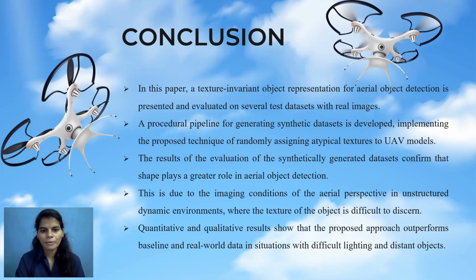Conclusion. In my project, I used a texture invariant object representation for aerial object detection. I created synthetic data, and the synthetically generated dataset confirms that shape plays a greater role in aerial object detection. I have used randomly assigned typical textures on UAV models to create synthetic data. Synthetic data is very quantitative and qualitative compared to real world data, and it is much cheaper than real data.